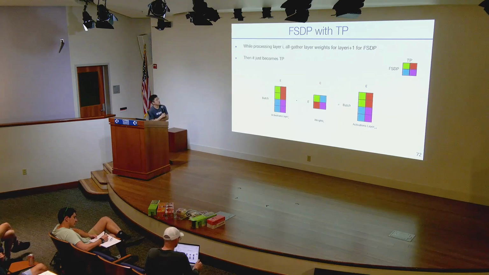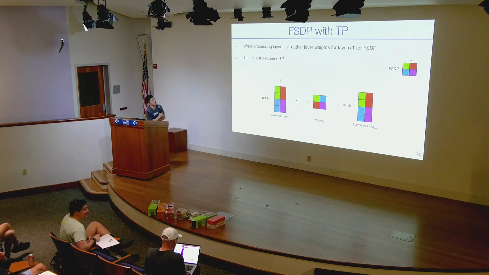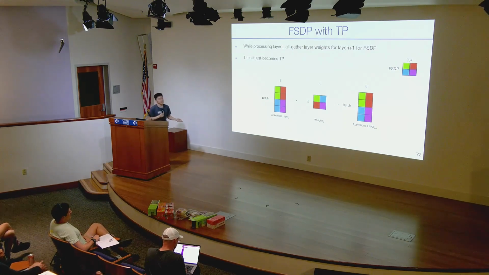So the easiest way to think about the difference between FSDP and TP is that they're both ways to shard your model in some sense. The main difference is that FSDP still requires a batch size of 1 per device. So if I have 1,000 devices, I need at least a batch size of 1,000. Versus for TP, I can have a batch size of 1 across, let's say, 4 or 8 devices.